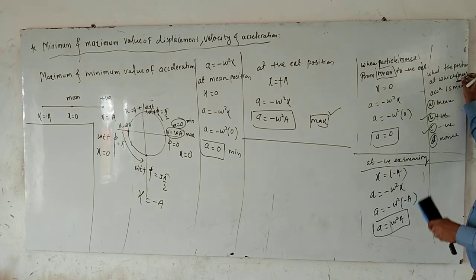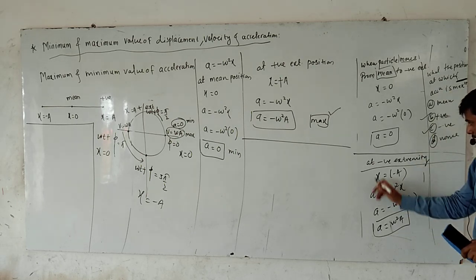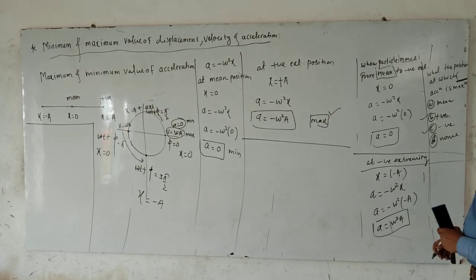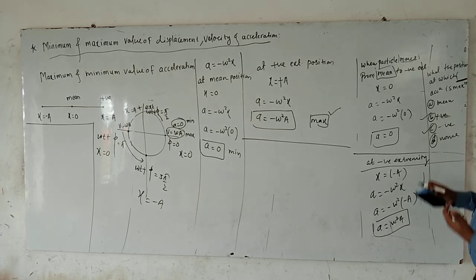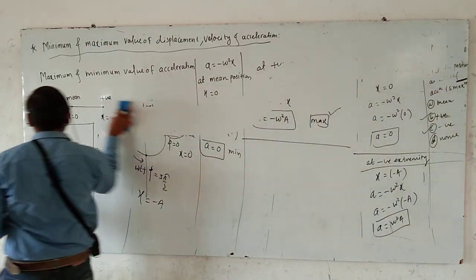And if the word magnitude is not present there, and only what is the position at which acceleration is maximum, then you need to say negative extreme, right? So this is nothing but the minimum and maximum value of acceleration, the minimum and maximum value of velocity, and the minimum and maximum value of displacement. Comparatively, we will check all the values.